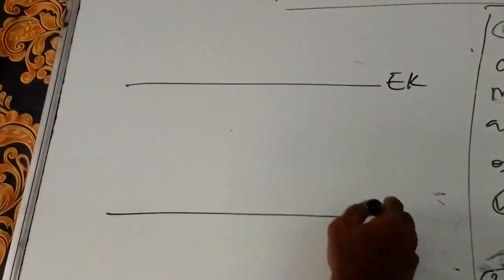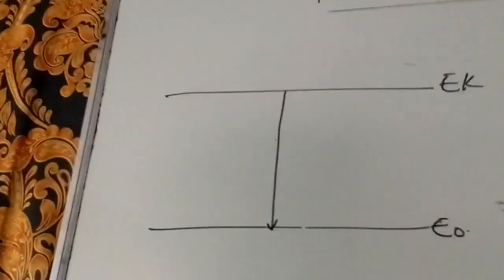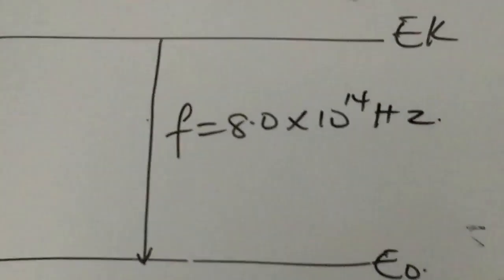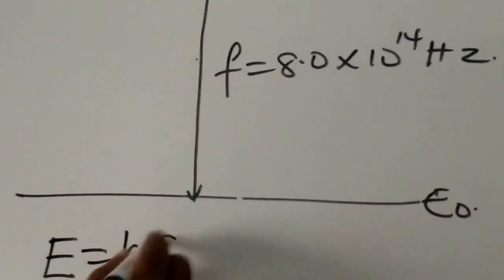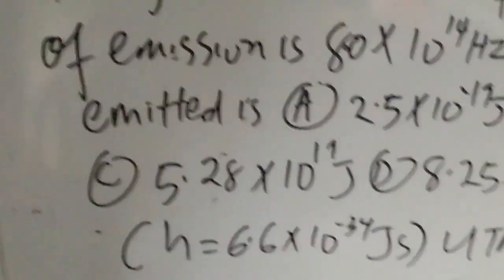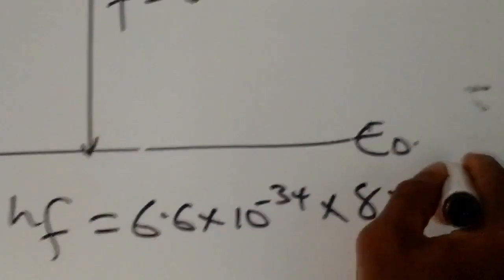So let's take this as EK. This is the ground state. So emission is from EK to ground state. And the frequency of radiation given to us is 8.0 power 14 Hz. We have to find the energy of the emitted radiation. Going by the Planck equation, given by hf, the Planck constant given to us as 6.6 power minus 34, then multiply by this frequency, which is 8 power 14.